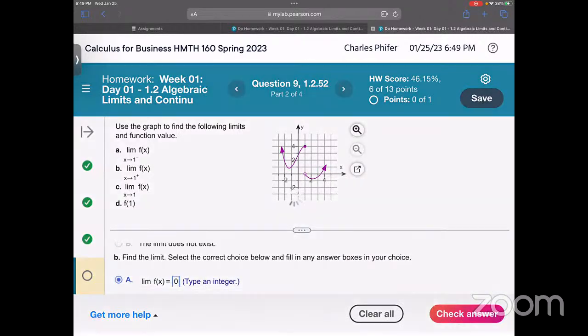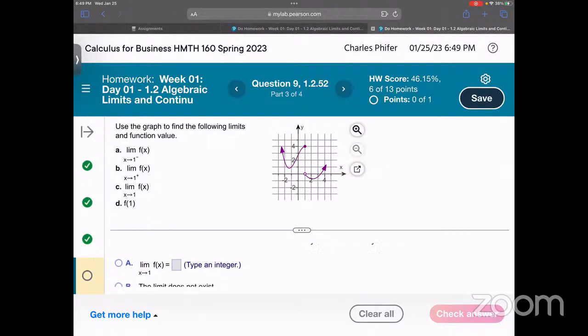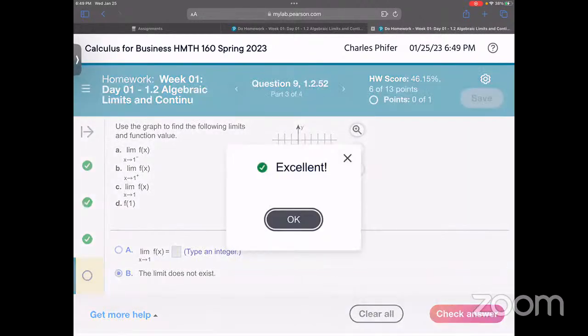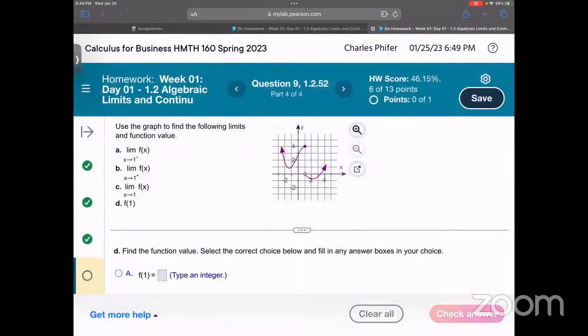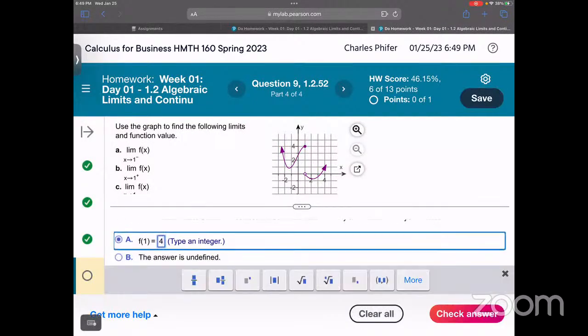But then for C, the limit does not exist because the left-hand limit does not equal the right-hand limit, right? Coming from the left, y is approaching 4. Coming from the right, y is approaching 0. So because those two limits are different, we say this limit does not exist. Okay. And then when x is 1, the corresponding y value is 4. All right. So this would be an example of something that's not continuous when x is 1 because the limit does not exist.